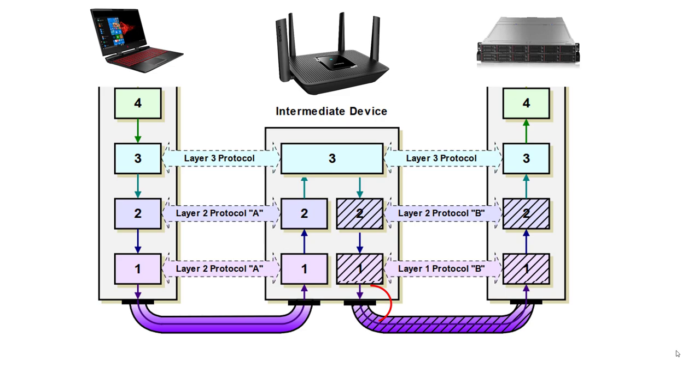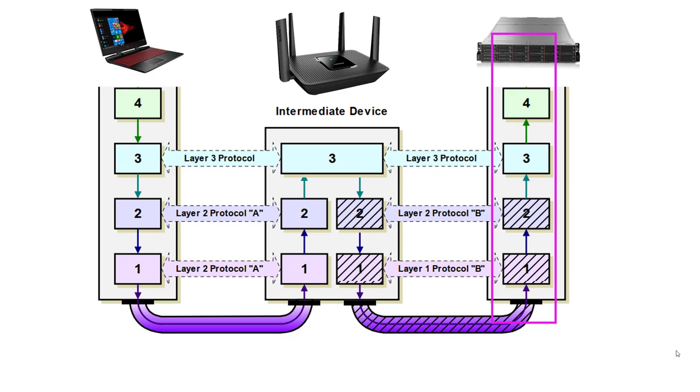If you look at the data coming down from the laptop, you'll see arrows going from layer 4 to 3, 3 to 2, 2 to 1, and that's the actual flow of the data. As it moves over to the intermediate device, you see it go from 1 to 2 to 3, then 3 to 2 to 1, and then you see that data go back to the server, and that makes sense. That's how actual data flows as it goes from, say, a laptop to a server.